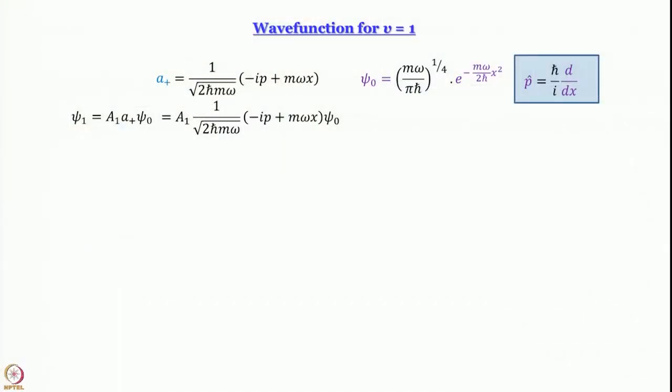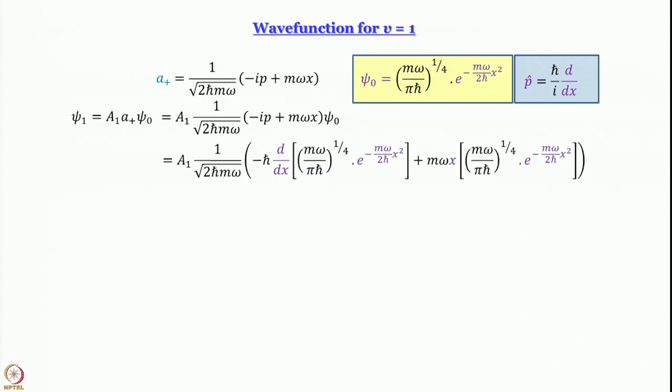So, in the next step, we are going to substitute this expression for the momentum operator into the expression for psi 1. So, we make the momentum operator, multiplied by minus i, plus m omega x, operate on psi 0. So, when we do that, this is what we get. We have just written it out. I will give you a moment to absorb this. I will read it out meanwhile, but please read for yourself and you will get what I have got.